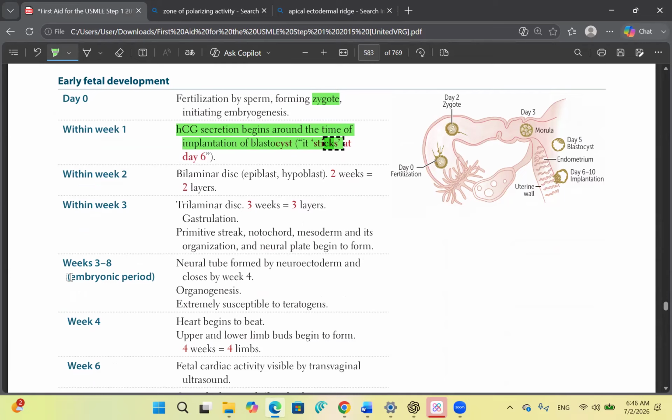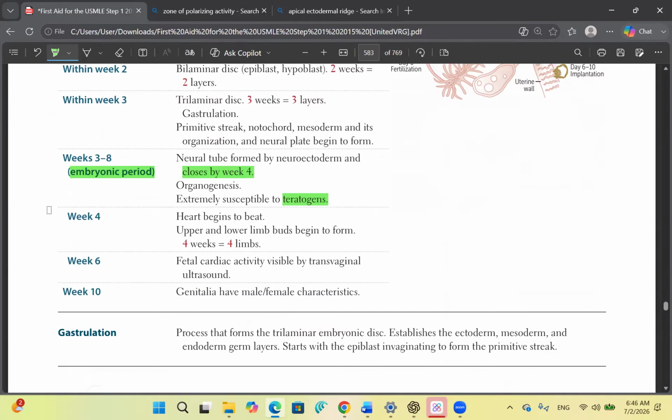Weeks 3 to 8 is the embryonic period. The neural tube is formed by neuroectoderm and closes by week 4. There's organogenesis and extreme susceptibility to teratogens. We remember it by weeks 3 to 8. Teratogens is 4, so like 3, 4, 8. 4 is teratogens. And the neural tube formed by neuroectoderm closes by week 4, and similar is its association with teratogens. Week 4 is when the heart begins to beat. The heart has 4 chambers, so week 4, and upper and lower limbs begin to form. 4 limbs, 4 weeks. Week 6 is when fetal cardiac activity is visible by transvaginal ultrasound.